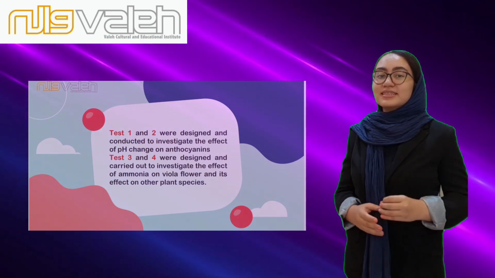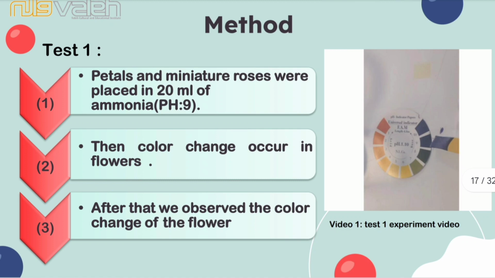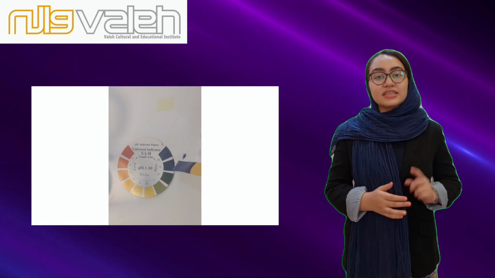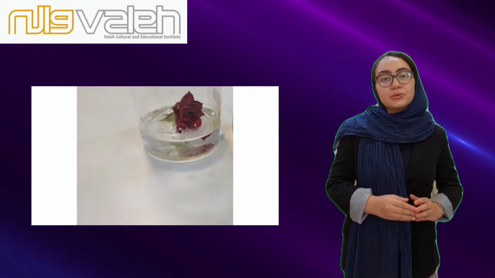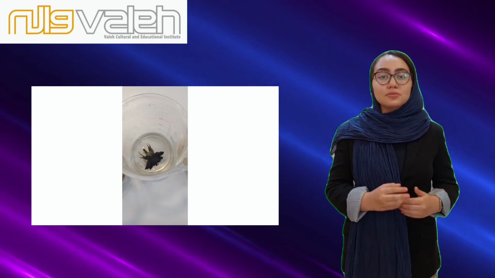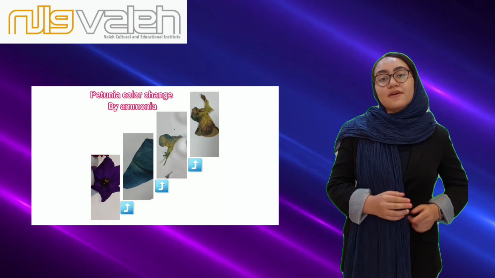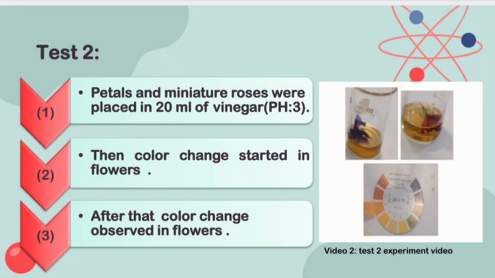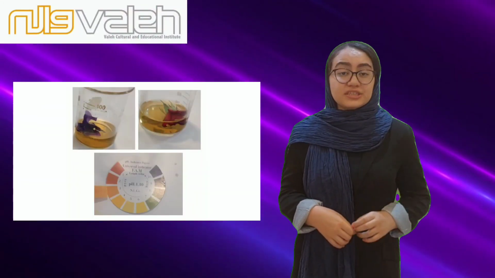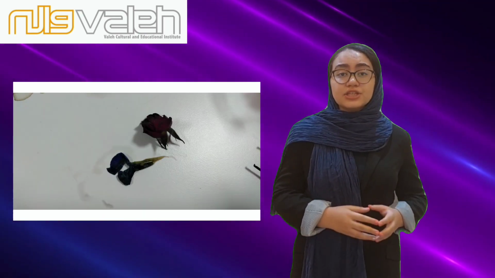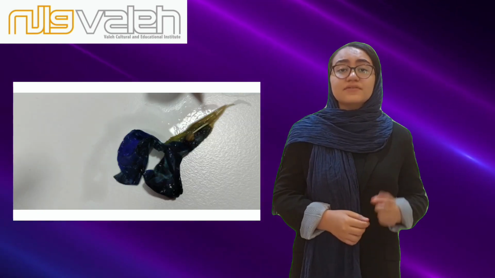For test 1, at first we poured 20 ml of ammonia into the beaker, and then we measured its pH. That was 9. And then we placed miniature rose and petunia into the beaker, and we observed the color change of the petunia after 30 minutes and of the miniature rose after 1 hour. For test 2, at first we poured 20 ml of vinegar into the beaker, and then we measured its pH. That was 3. And then we placed petunia and miniature rose into the beaker, and we observed the color change of petunia and miniature rose after 17 hours.